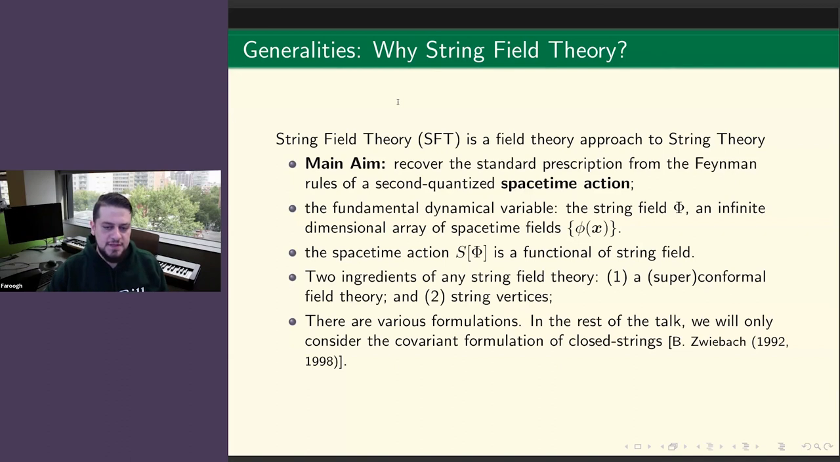There are two main ingredients to formulate any string field theory. First is a conformal or superconformal field theory, depending on which type of string theory we deal with, bosonic or superstring. And the second, which is the topic of this talk, is string vertices, which I will explain. There are various formulations of string field theory, like the light-cone formulation. In this talk, we just consider the covariant formulation of closed string, where covariant here means manifestly Lorentz invariant.